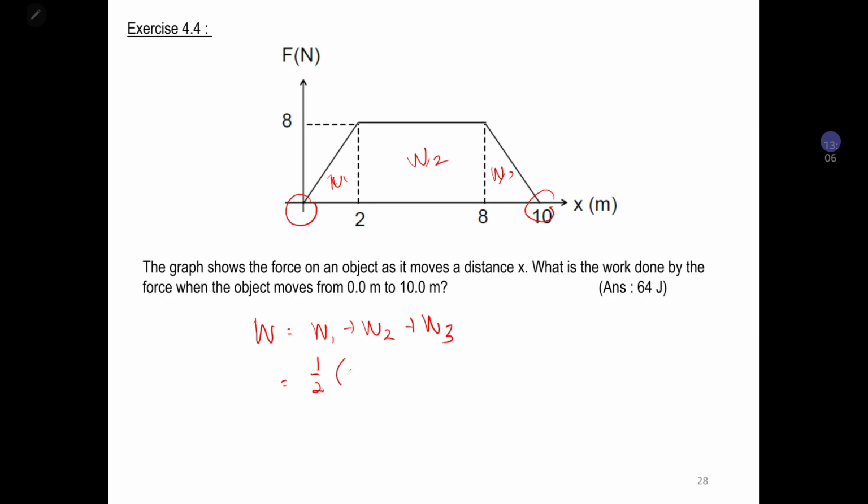So, sama dengan setengah darab 2 darab 8, tambah dengan 6 darab 8, tambah dengan setengah darab 2 darab 8. So, it will become 64 Joule. So, this is the value of work done on this system.